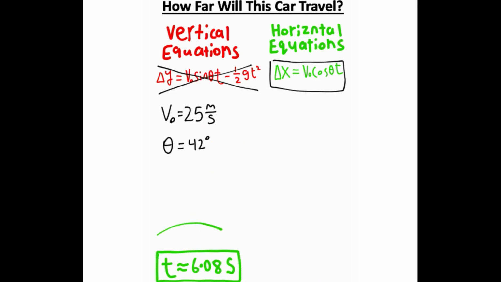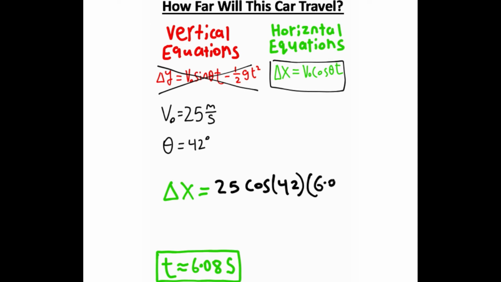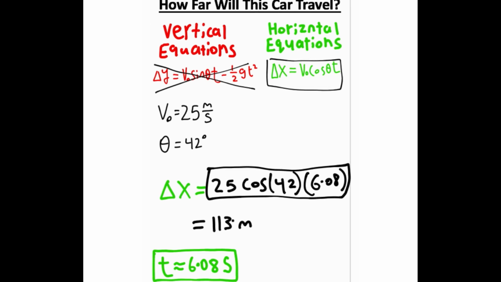So now that you have 6.08, we can go ahead and cross off this equation since we've already used it. And so we'll use our delta x equation right here. So delta x equals v0 times the cosine of theta times t. Well, v0 is 25. We had that in our problem, so we have 25. This is multiplied by the cosine of theta, which is 42, multiplied by 6.08 seconds. And we can just go ahead and multiply everything across right here. If you type that exact number exactly as you see it into your calculator, 113 meters approximately is how far away the car is going to land.